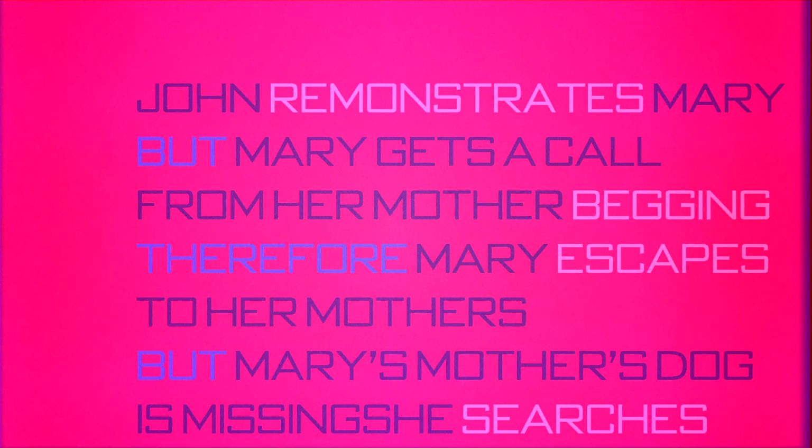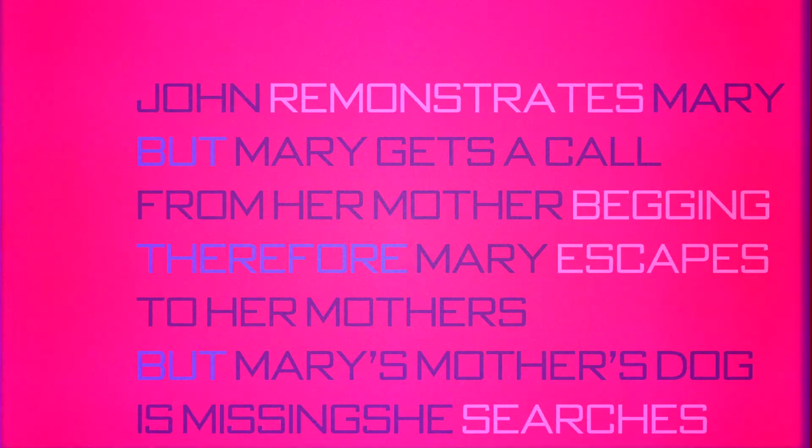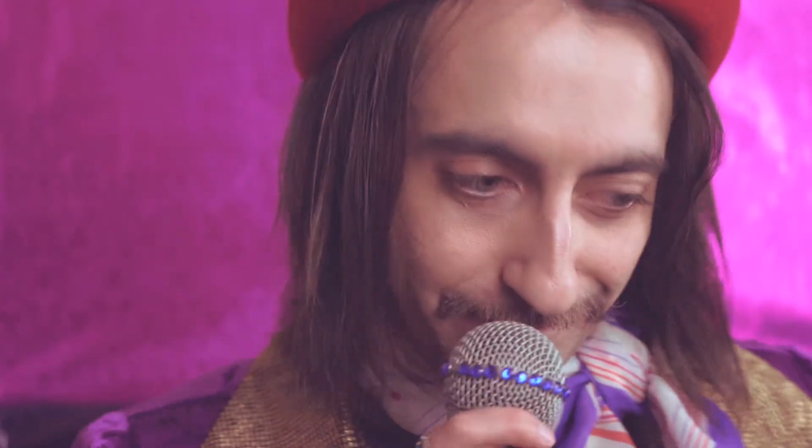How about John remonstrates Mary about dinner, but Mary gets a phone call from her mother, therefore Mary escapes from John, but Mary has to help her mother look for her missing dog. But Mary's mother is unhelpful because she's so busy wailing and crying. Now we're actually getting somewhere. Now we can actually see the events, and there's a clear causal chain because we use but and therefore. In fact, we can go a bit further.